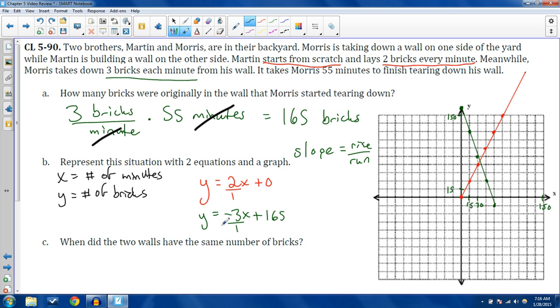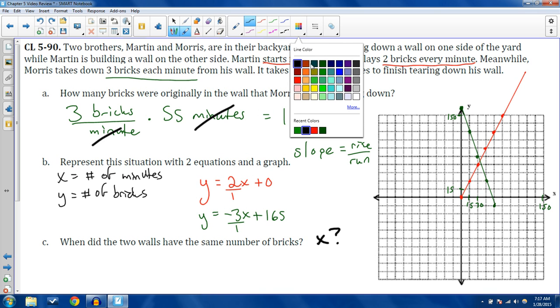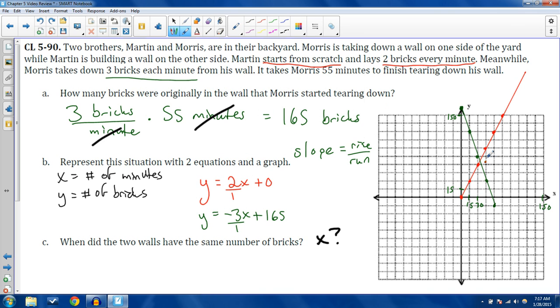The final question they ask here is, when did the 2 walls have the same number of bricks? So we're going to solve for x. That's the thing that we don't know. But the more important thing is we need to find this point on the graph. Now, it's right there, and that is not a distinct point which you can discover just by looking at it and say, you know what, I think I know what it's about. No, you have to solve for it.